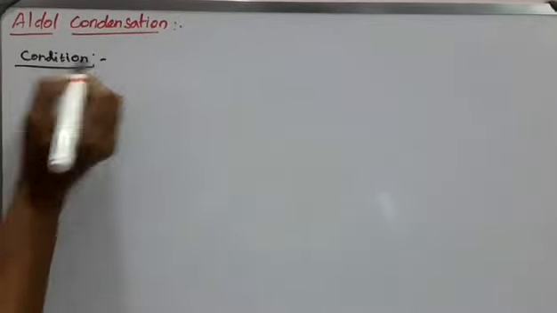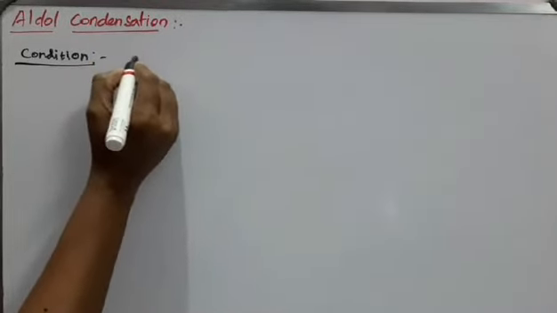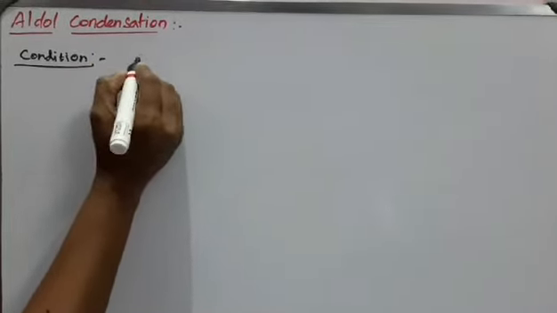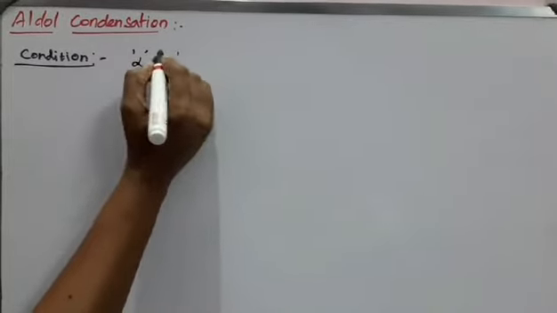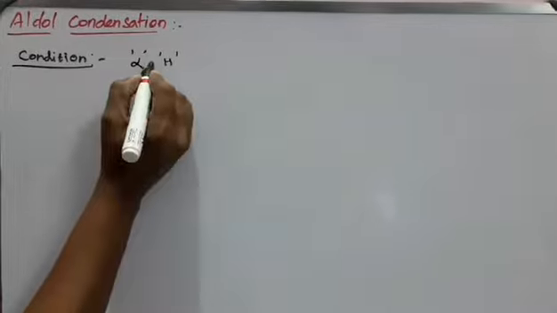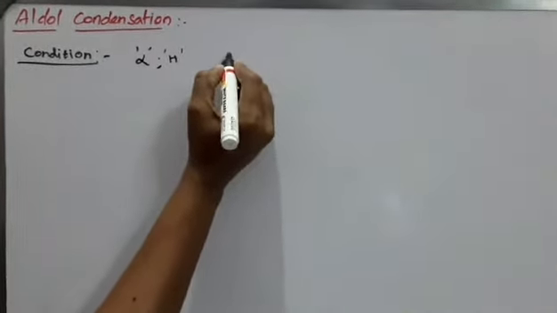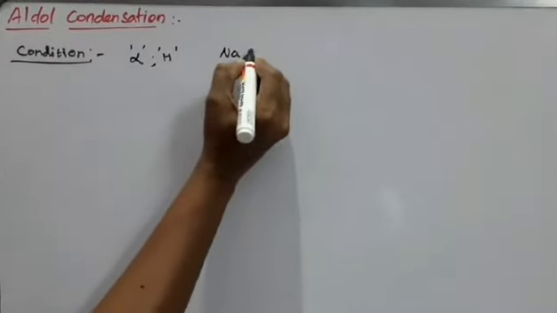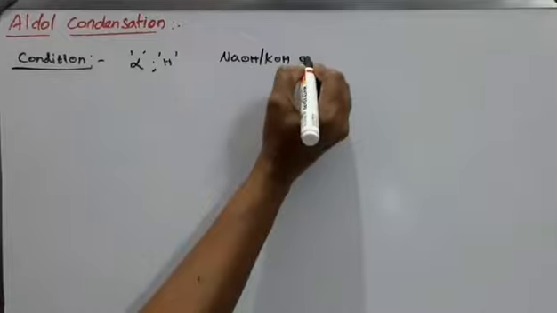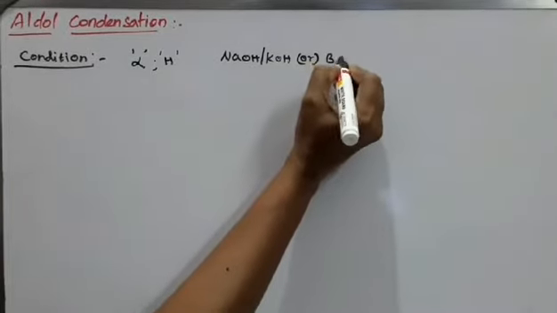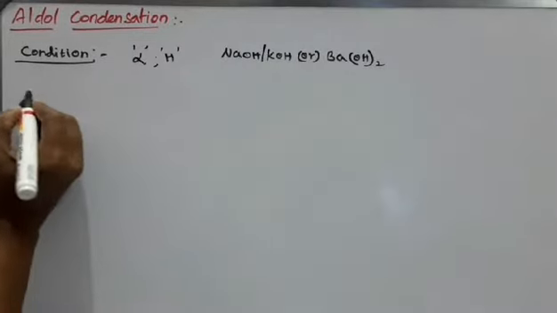The condition for aldol condensation is that we require an aldehyde or ketone that contains alpha hydrogen, and also an alkali like sodium hydroxide, potassium hydroxide, or barium hydroxide.